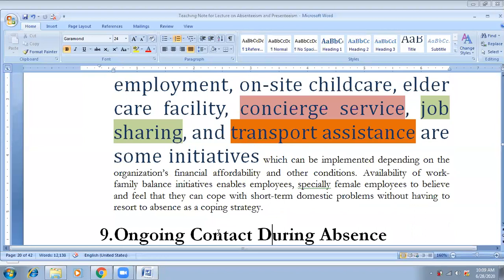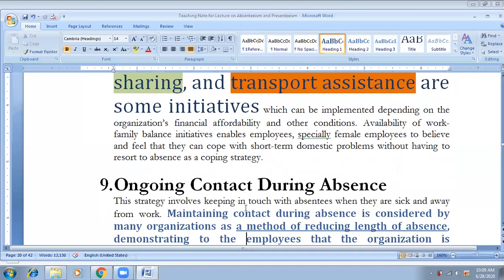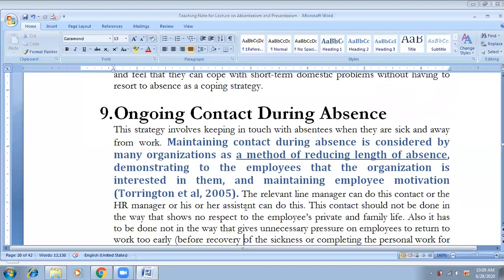Right. Okay, then ongoing contact during absence, that is another strategy. According to international research studies, maintaining contact during absence is considered by many organizations as a method of reducing, not really the absence, but the length of absence, demonstrating to the employees that the organization is interested in them and maintaining employee motivation.